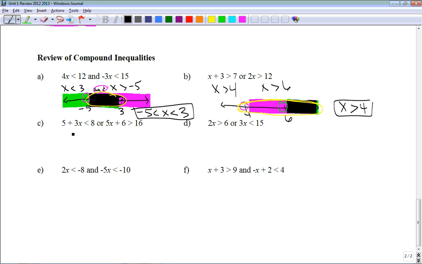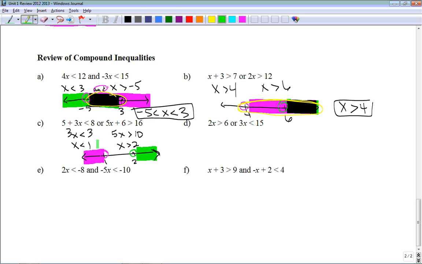Letter C, start out by subtracting 5. We get 3x is less than 3. Divided by 3, you get x is less than 1. Over here, subtract 6. We get 5x is greater than 10. Divided by 5, you get x is greater than 2. Do my little number line. 1 is smaller than 2. So I've got x is less than 1, so right there. We've got x is greater than 2. So open circle on the 2, and then greater than 2.